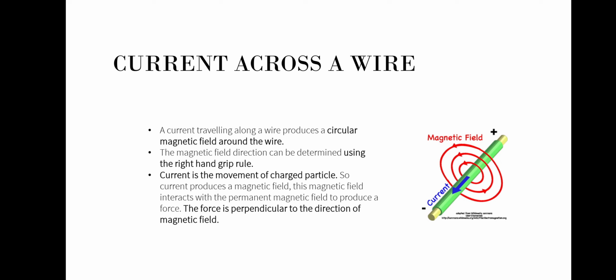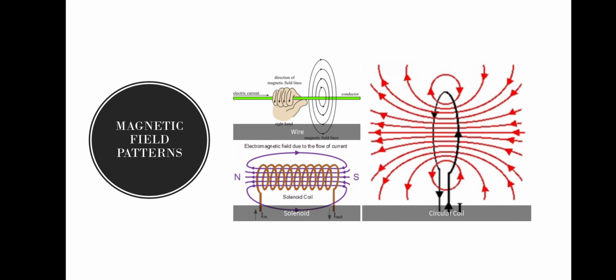So you can be asked to draw this magnetic field too, so make sure to remember that it's a circular magnetic field. Next up we have magnetic field patterns of 3 different things. The first is wire, the next is solenoid, and then circular coil. So you need to remember these two.